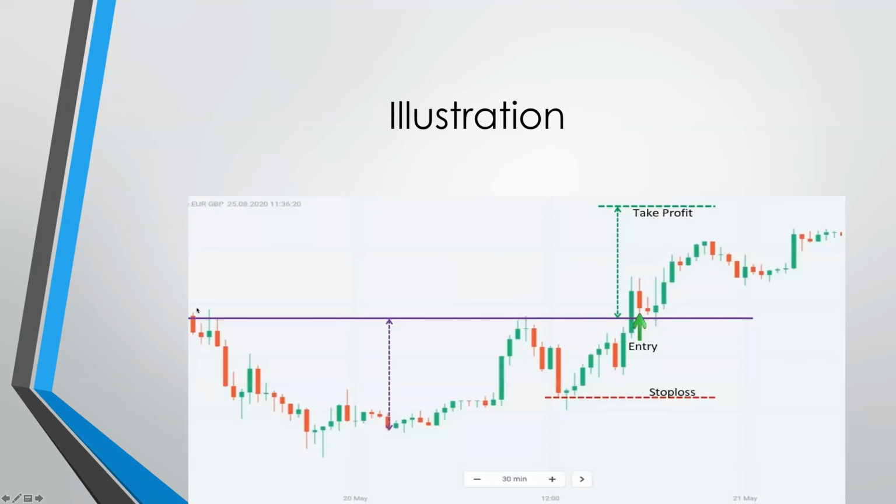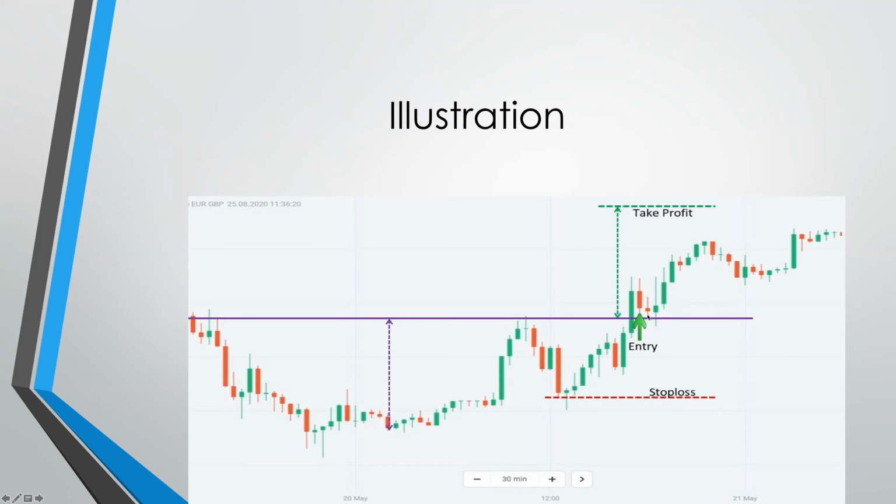Good. So this is our cup here, going around here. That's our cup, and this is our handle portion right here. It broke through the resistance, not the support. It retested here, and this is our candle that tells us, yes, it retested properly.